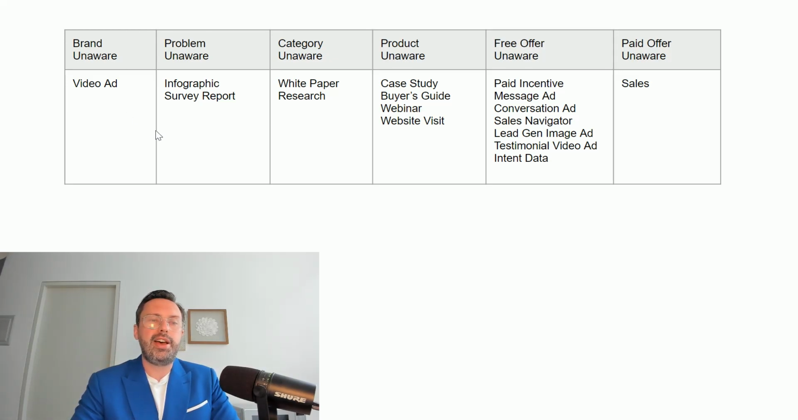Okay, so next we have problem unaware people. So kinds of content that you want to use here would be things like infographics, survey reports that basically say, hey, this is a problem. It's a serious problem. Maybe you don't realize it, but the most successful peers of yours have realized it. So if you want to be competitive, you better focus on this problem. And then conveniently, it's the problem that your product solves and that your category solves.